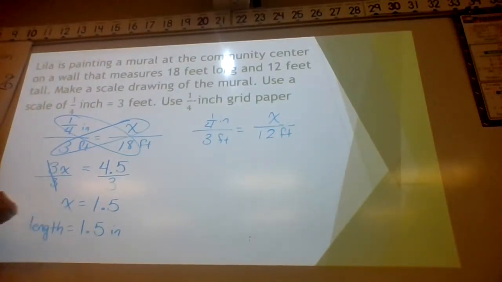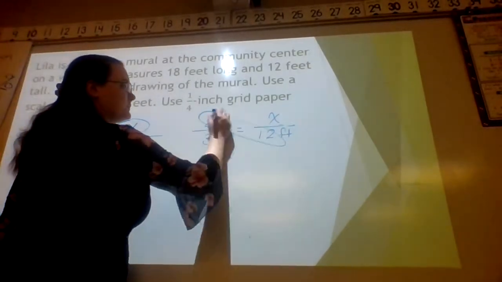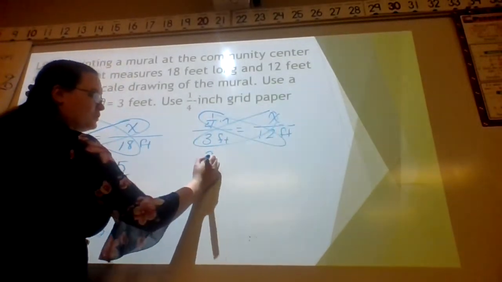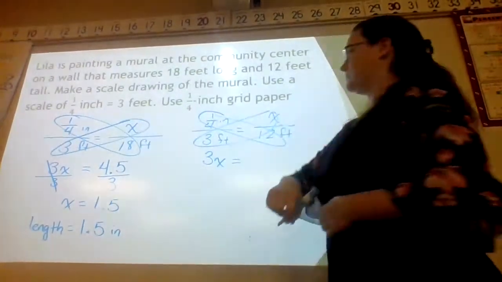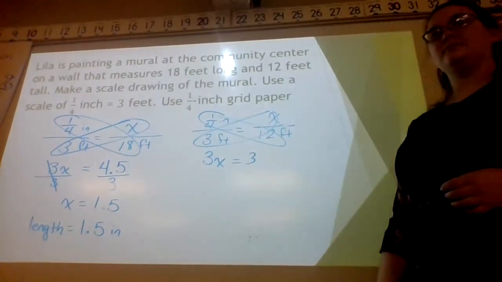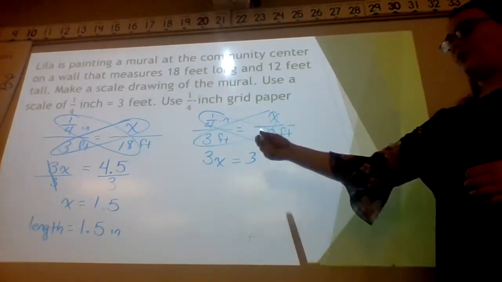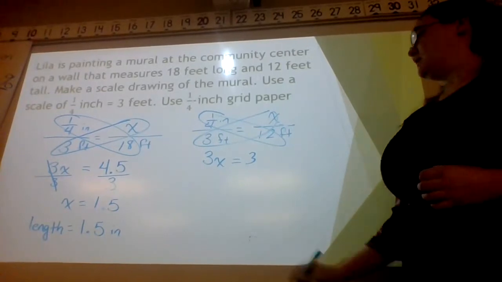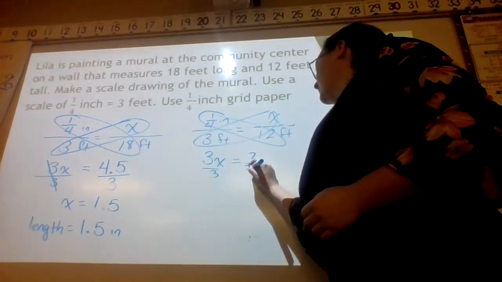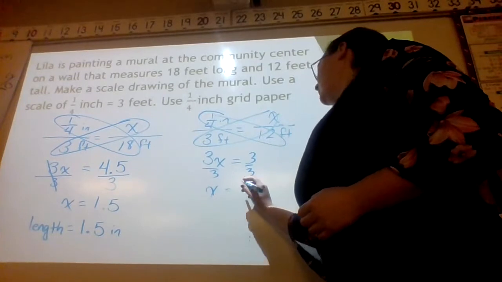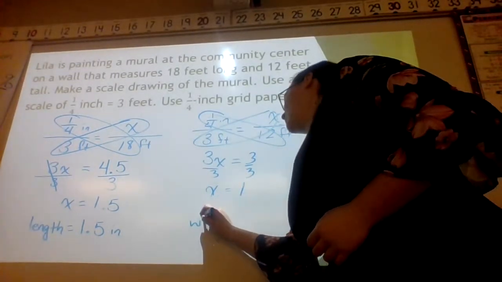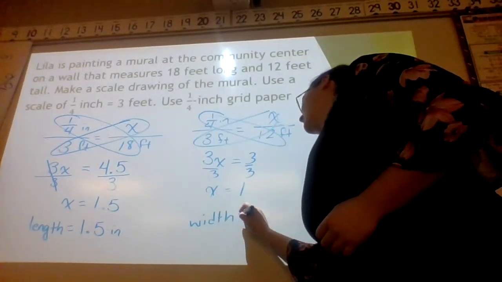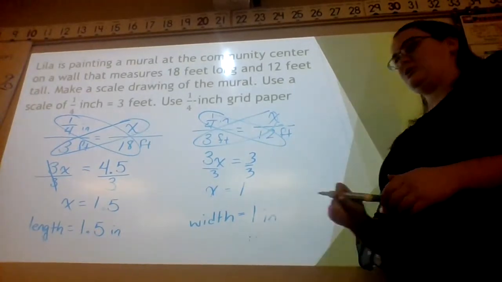Is everyone paying attention? Yeah. Not everyone. Because then we cross multiply again. You get 3x equals 3, because 1/4 of 12 is 3. Divide by 3. X equals 1. The width is 1 inch.